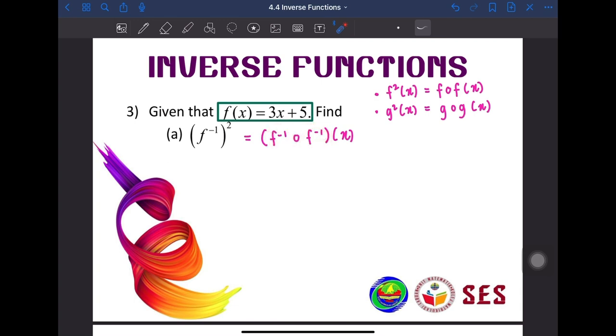Tapi persoalannya sekarang kita tak ada lagi kan f inverse. So kita kena cari dulu. Okay, so kita cari dulu. So kita cari, nak pakai color purple lah. Kita cari dulu. So nak cari macam mana cari f inverse pakai property. Which is property tu is f composed by f inverse, kita akan dapat x. Okay, this is the property.